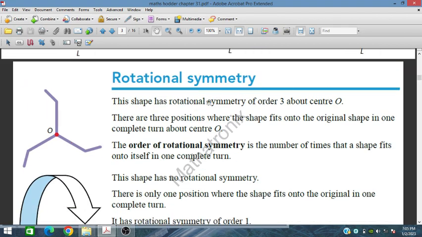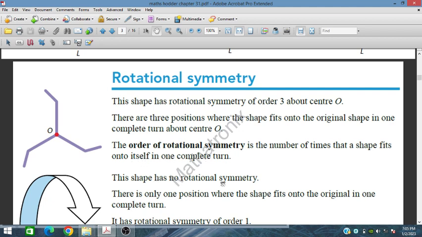This shape has a rotational symmetry of order 3 about O, because if we rotate the shape, this will go here and this will go here. So it will rotate and will have a similar shape in 3 different positions. So these are 3 positions where the shape fits onto the original shape in one complete turn about the center. So this is rotational symmetry. The order of rotational symmetry is the number of times that a shape fits onto itself in one complete turn.